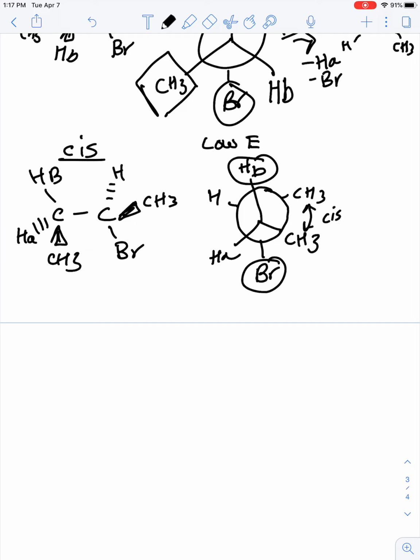These methyl groups are right next to each other, so this is going to indicate that they're cis to each other. When we look at the energy, remember when we have staggered conformation, we still have those gauche interactions for that R-R interaction. So this cis product right here would be higher in energy. Since it would be higher in energy, that's going to result in a minor product in comparison to that trans product.